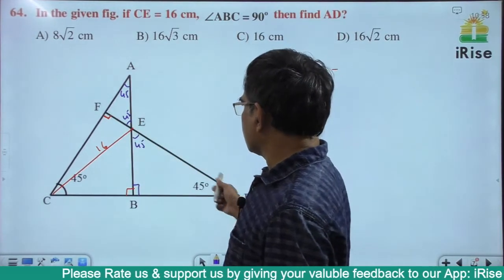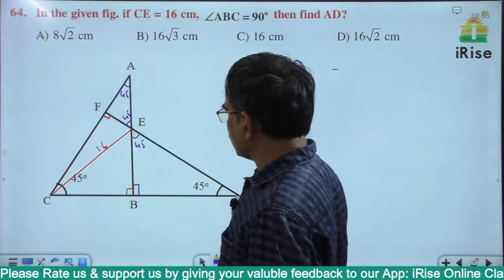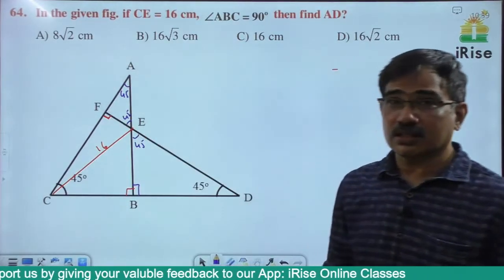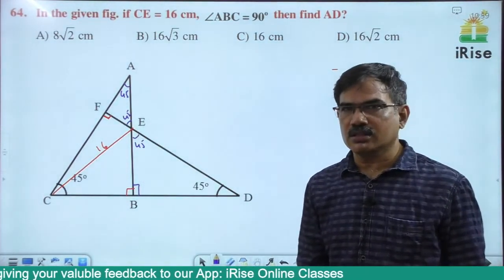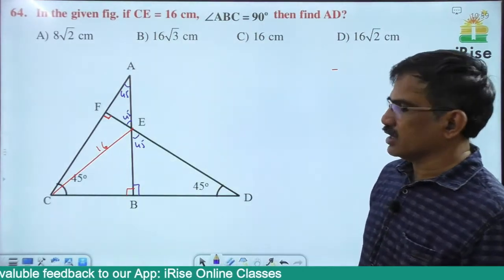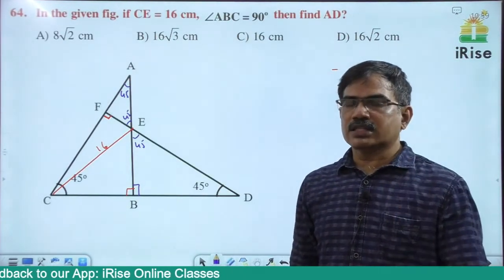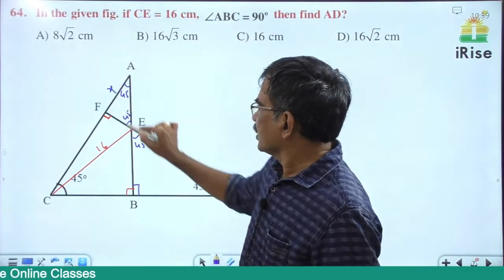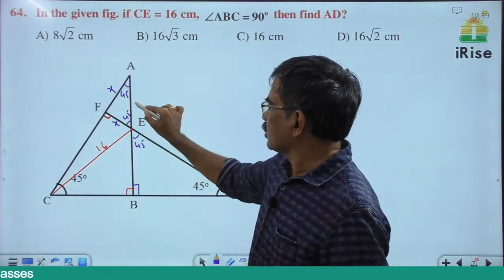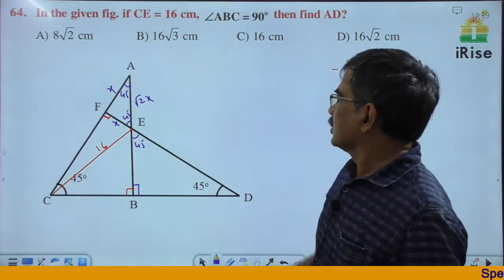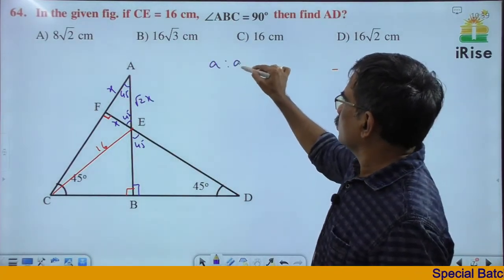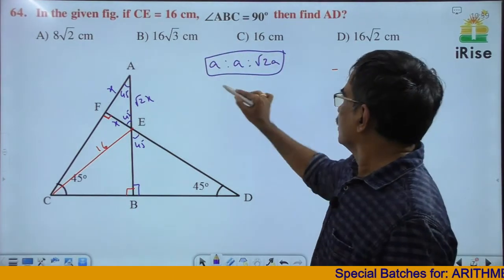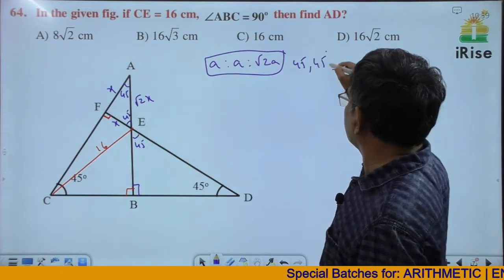So this is an isosceles triangle. The bigger one is also an isosceles triangle. Even this is also an isosceles triangle. Isosceles right angle triangle, please. In an isosceles right angle triangle, the sides are in the ratio 1:1:√2. If this is x, this is also x, and this is √2x. Sides are in the ratio a:a:√2a in the case of a right angle isosceles triangle, whose angles are 45, 45, 90 degrees.